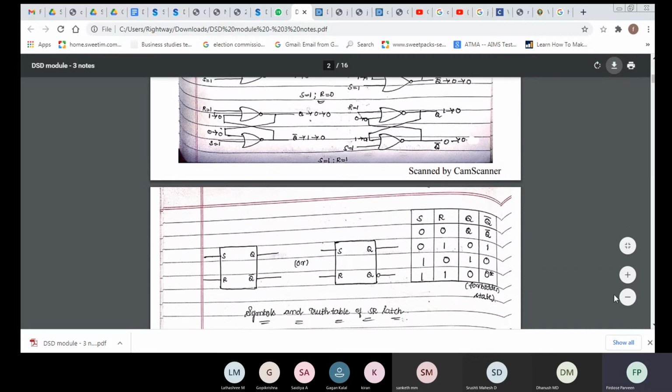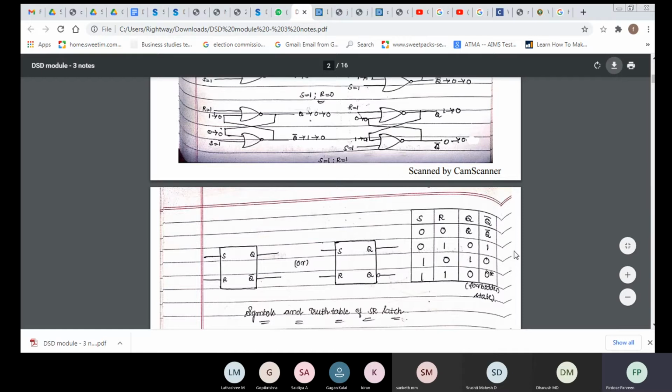So now let us see. You will call this SR. That means you have two inputs, S and R, and the outputs Q and Q bar. Here we are writing Q as well as Q and putting a bubble, a not. When it is a bubble, it means it is Q bar. This is S and this is R.